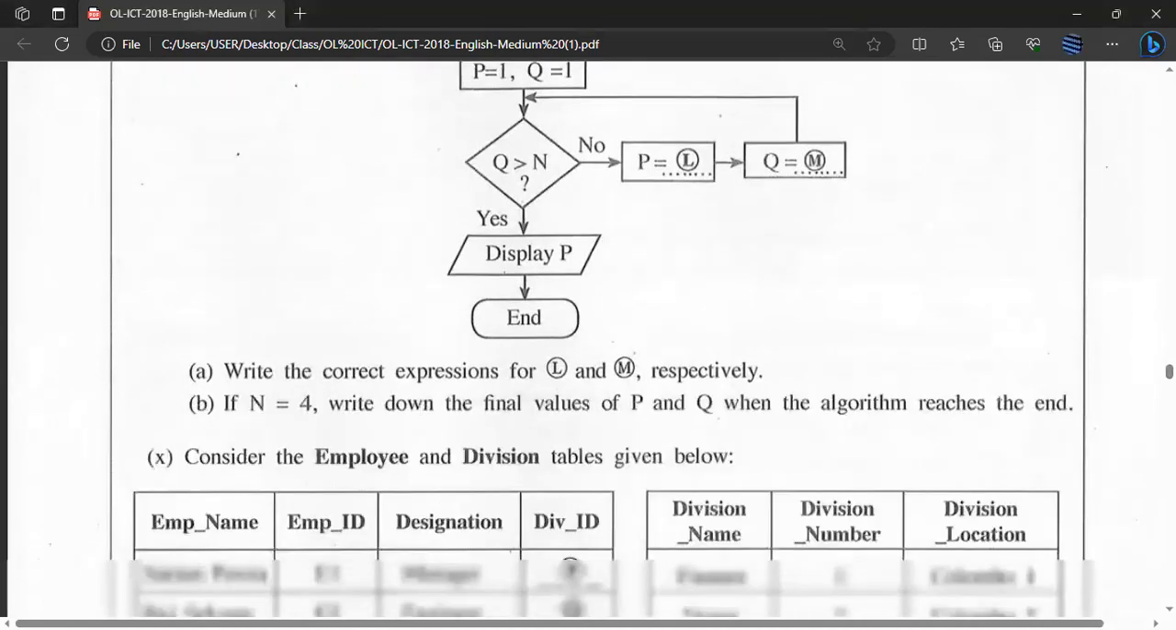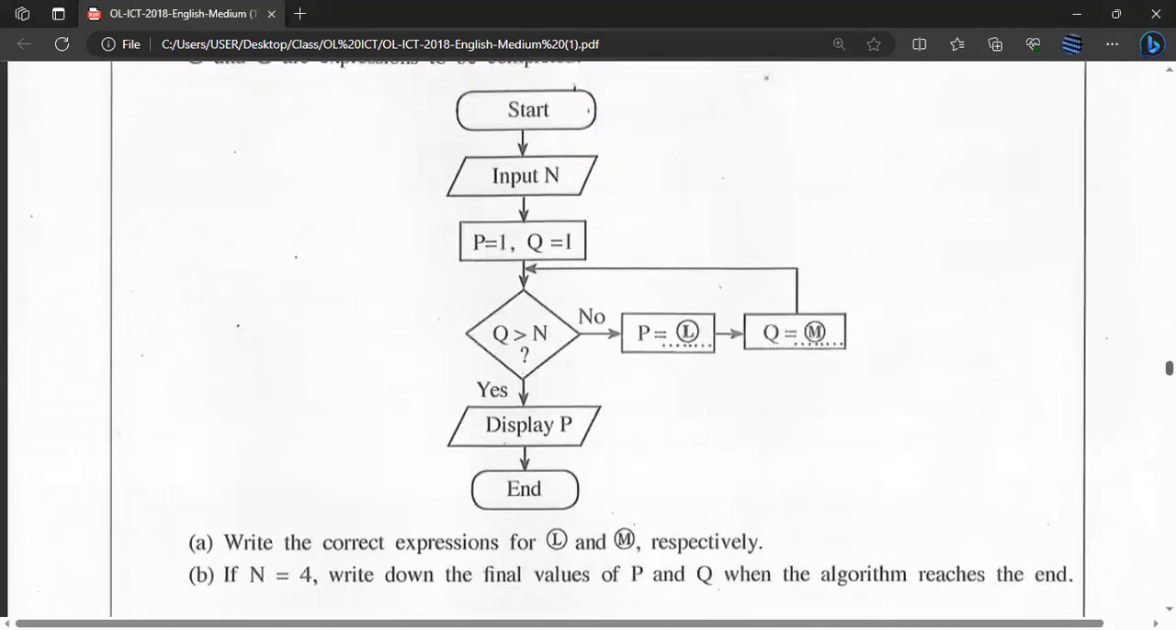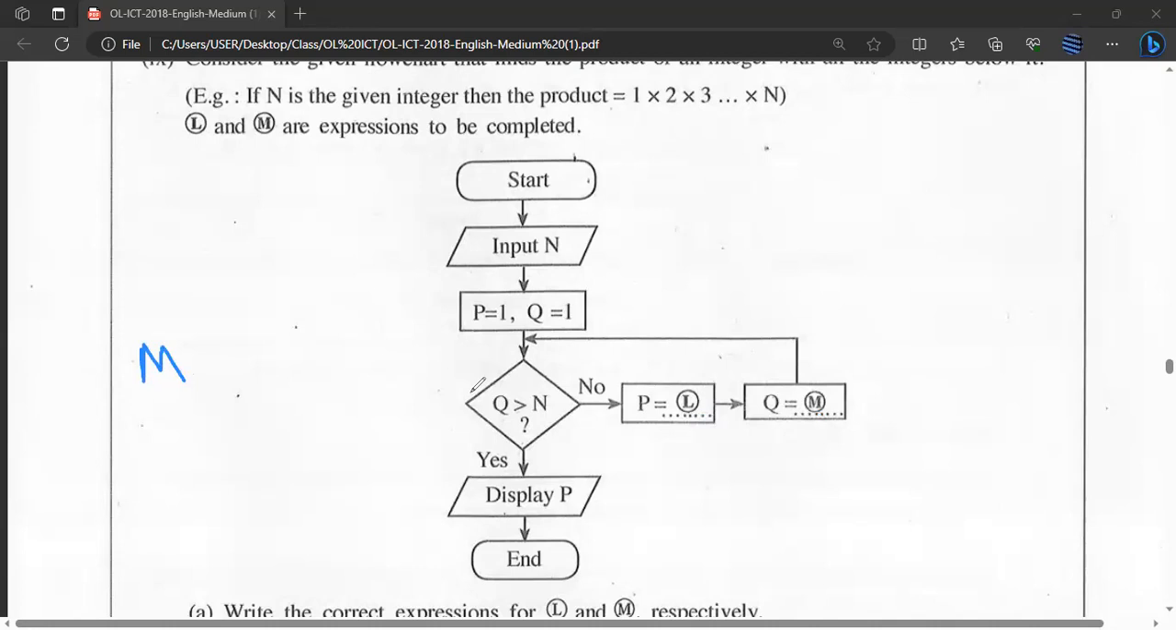Write the correct expressions for L and M respectively. Answer is, here we can see that we are going to check whether Q is greater than N. So surely there will be an incrementation here. Therefore, for M, what will be the answer? M, the answer is going to be Q plus 1, right? Q plus 1.